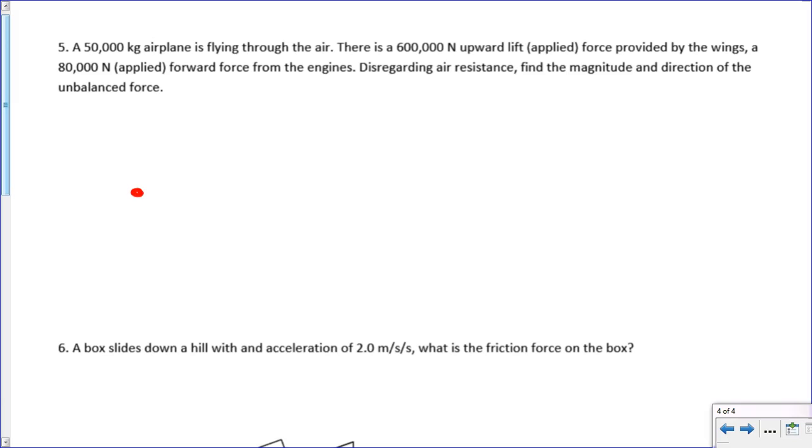It's an airplane. Airplanes still have gravitational forces, so Fg equals, in this case, it's a 50,000 kilogram airplane, so it's going to have 500,000 newtons of force downward. I tell you that there's an upward lift force, which we're going to call an applied force, and that equals 600,000 newtons. All right, and then other than that, we have a forward applied force. This is the propulsion force coming from the engine. It's pushing the object forward. That has a magnitude of 80,000 newtons.